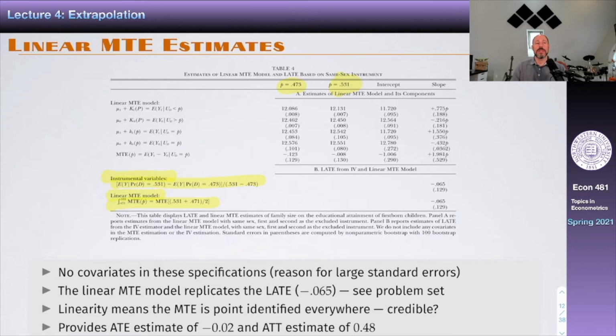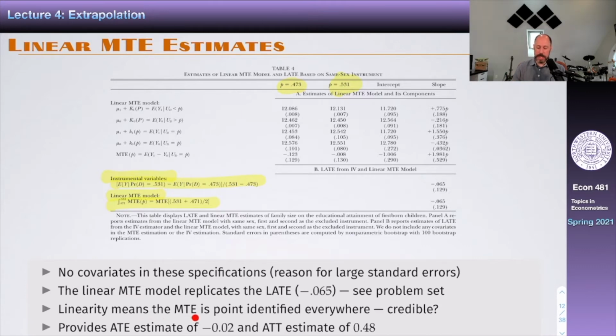So it's exactly the same. I wrote here, there are no covariates in these specifications, okay? And that's why you have, in cases like this, really large standard errors. The linear MTE model replicates the LATE, okay? Well, that was in some problem set, not now.